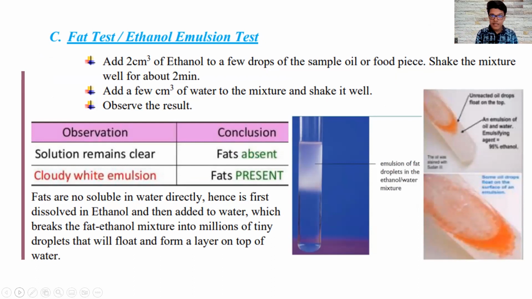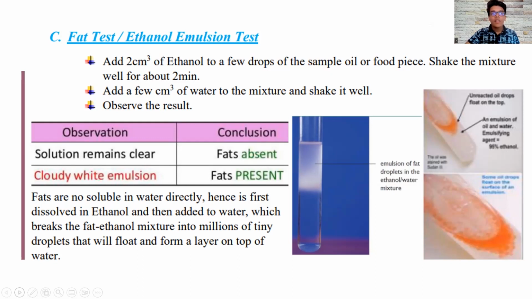Finally, the test for lipids, also called the ethanol emulsion test. Here we add about 2 cubic centimeters of ethanol to a sample piece of oil or food and shake the mixture. Then we add a few cubic centimeters of water and mix it well. If fat is present, a cloudy white emulsion or layer is seen at the top, and if not, the solution remains clear.